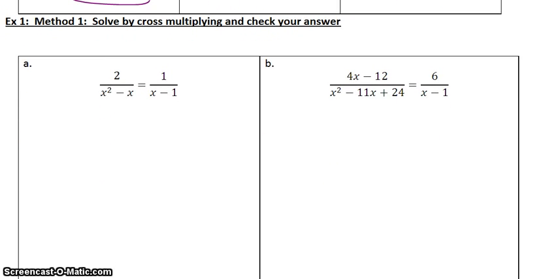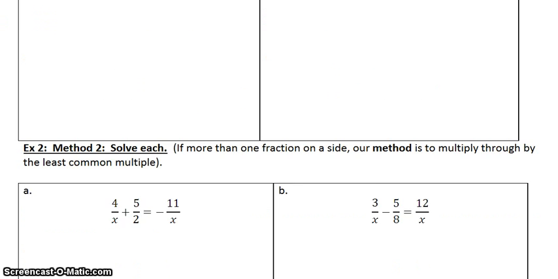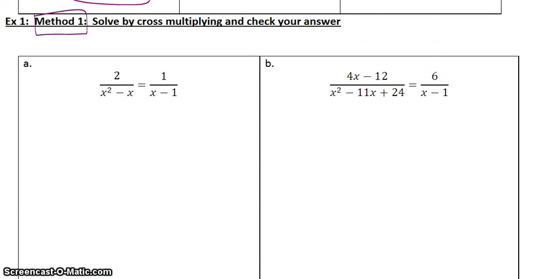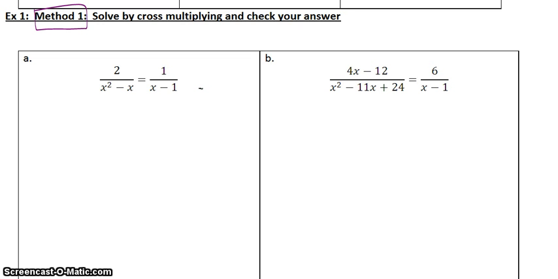So I'm calling it method 1 because in this situation I just have a single fraction on each side. If you quickly look to the bottom of your page, see how these have more than one fraction on a side? So these ones down here in example 2 can't be used. We can't use the cross multiply method. To use this cross multiply method, I have to have just a single fraction on each side. So here's what I'm going to do. I'm going to cross multiply.